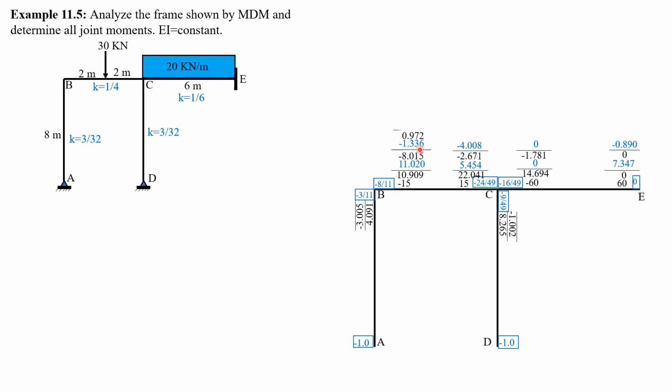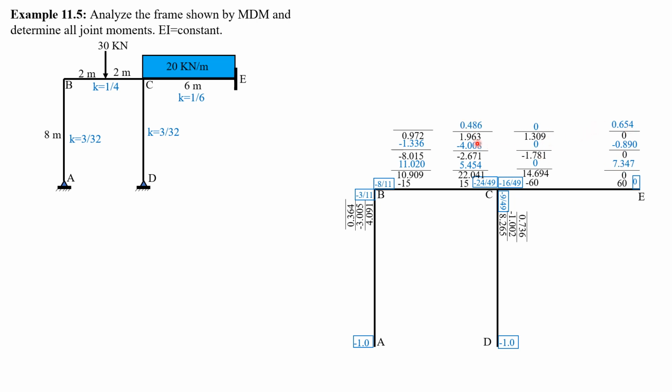Distribute: negative 1.336 times negative 8 over 11, 0.972, lock partially. Negative 1.336 times negative 3 over 11, 0.364, lock partially. Negative 4.008 times negative 24 over 49, 1.963, lock partially. Negative 4.008 times negative 16 over 49, put the value here, 1.309, lock partially. Negative 4.008 times negative 9 over 49, 0.736, lock partially. Negative 0.89 times 0, lock partially. Half of 0 is 0. Half of 1.309 here, 0.654.